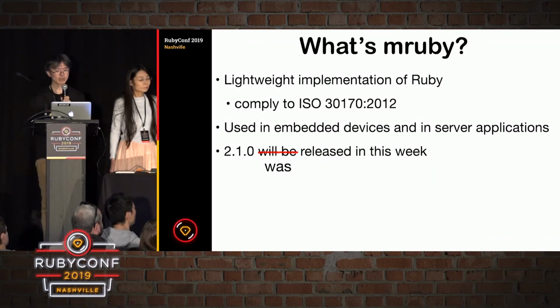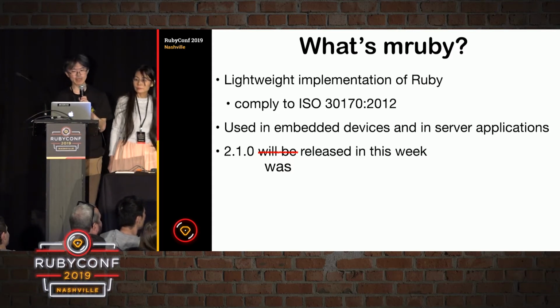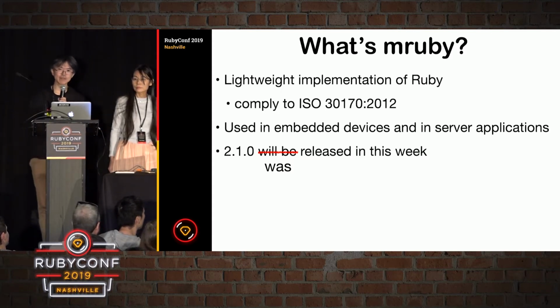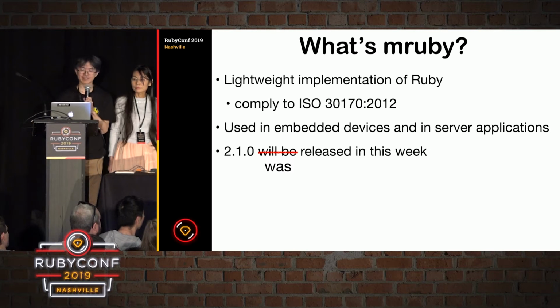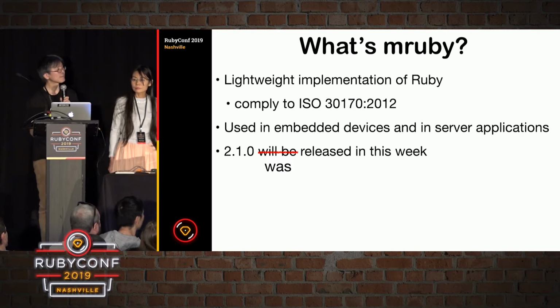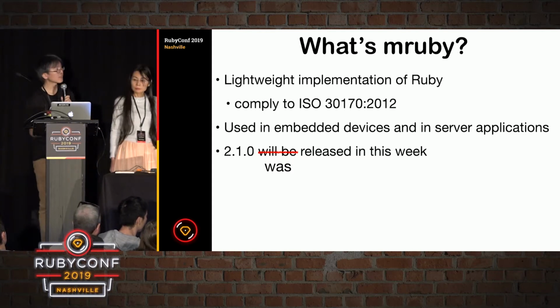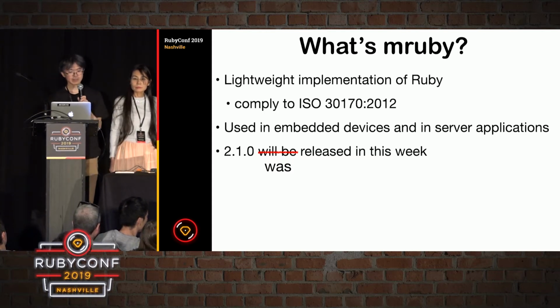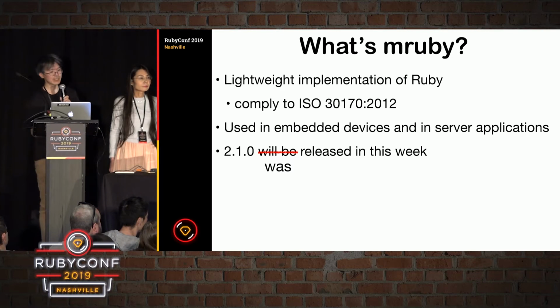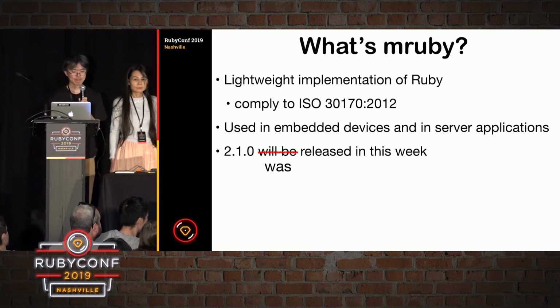mruby is an implementation of Ruby like CRuby, JRuby, Rubinius, Opal, and Artichoke. It's also called a lightweight Ruby. mruby is a very small implementation compared to CRuby and JRuby. It complies with the ISO standard of Ruby.